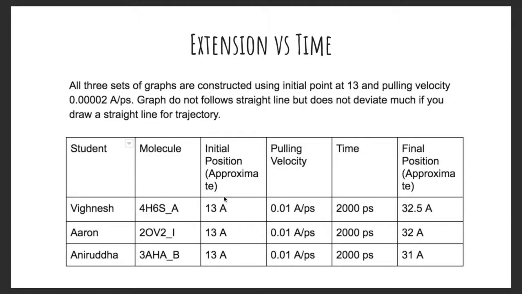So again, as mentioned, the starting point is 13 angstrom. In all three cases there is a slight difference. In my case it ends at 32.5 angstrom. In the case of my friend, it's 32 angstrom, and for another friend, it's 31 angstrom. And the time was fixed at 2000 picoseconds each. So for finding the velocity, the difference in position divided by time gave me the pulling velocity, which is approximately 0.01 angstrom per picosecond in each of the three cases.